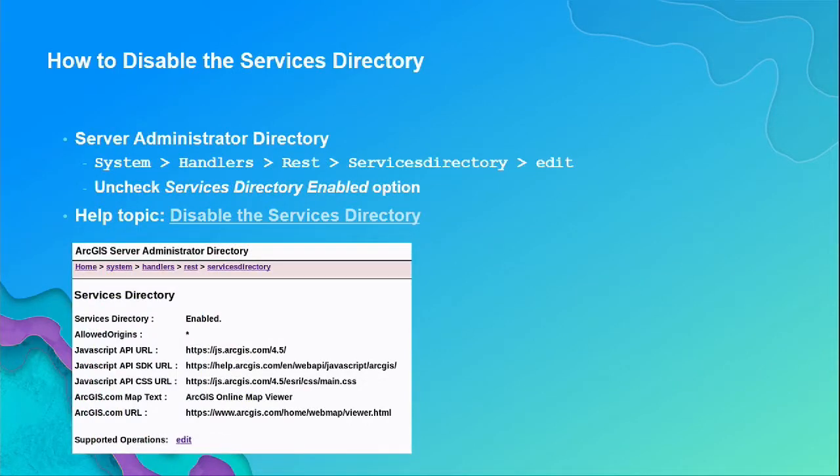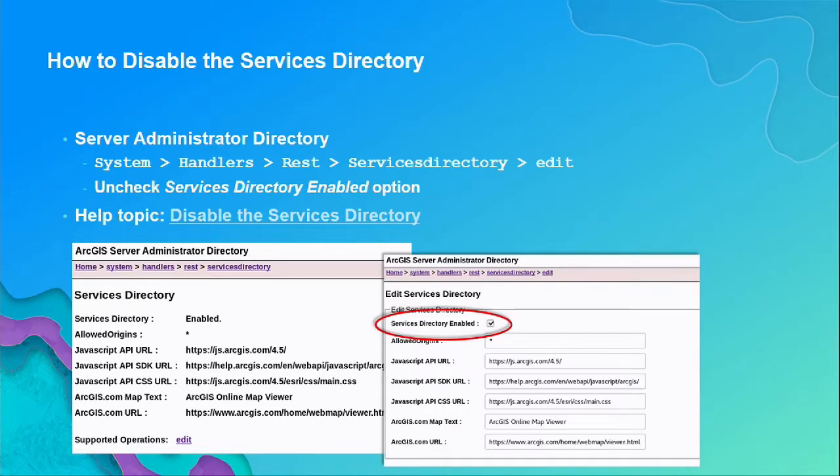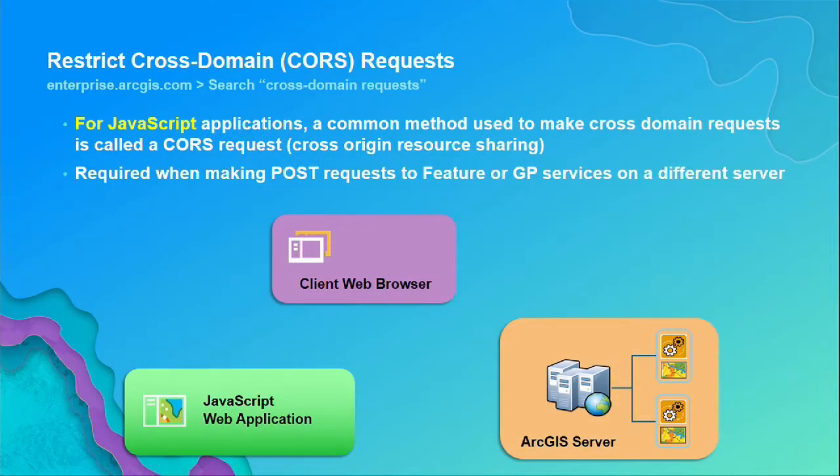So when we go to disable the services directory, in this case we go into the admin API, into the system tools, handlers. We go into the REST API, and there is a little checkbox in here. If we were to hit the edit button, we would uncheck the services directory, hit the save button, and that's it as far as disabling that services directory goes. There is a help topic on there for it, and we also include it in our best practices for portal and server security. So again, there's our little checkbox that performs that operation for us. I'm going to let Jeff speak to cross-domain CORS requests here.